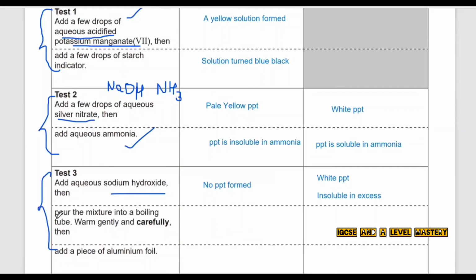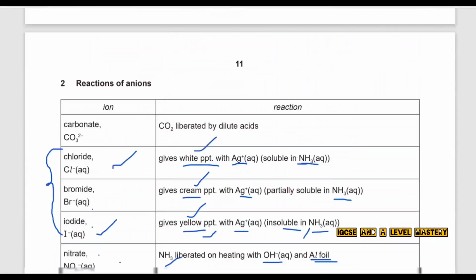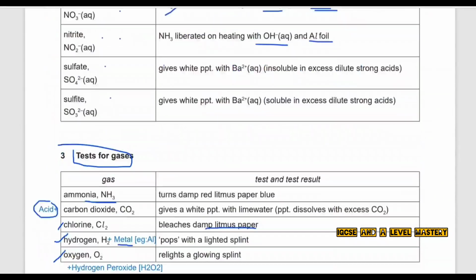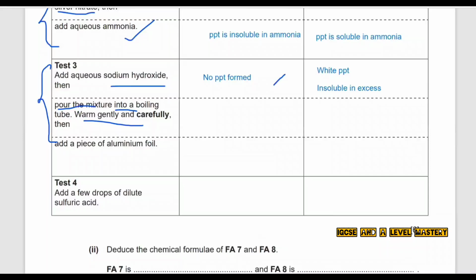Now let's move on to the next test, wherein we have to pour the mixture into a boiling tube and warm gently and carefully. Initially we got no precipitate, right? When no precipitate is formed, if we look at the qualitative analysis sheet, it could be ammonium. So in ammonium, when there is no precipitate formed, as a confirmatory test we test for ammonia, that is, ammonia will be produced on heating. So what is the test for ammonia? The gas test for ammonia says that damp red litmus paper turns blue. So that is the test which we are going to perform right now.